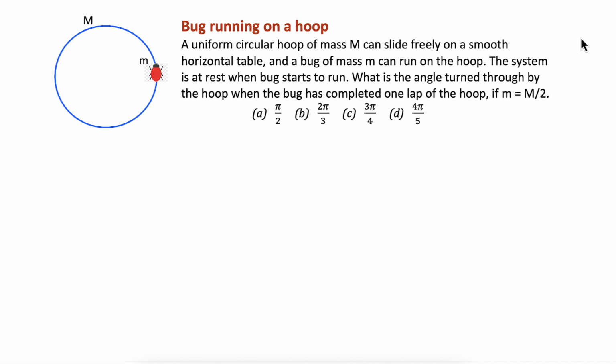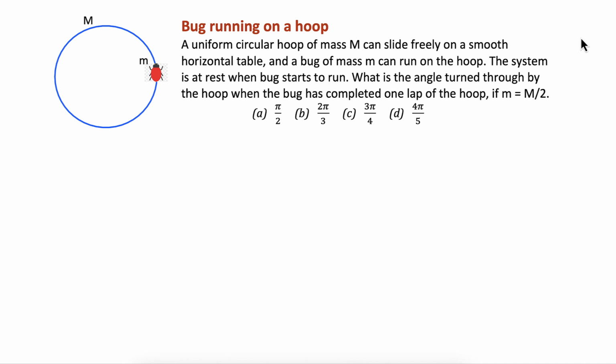There is a uniform circular hoop of mass m which is placed on a horizontal table, and there is no friction between the hoop and the table, so the hoop can move freely on the table. There is a bug of mass m which can run on the hoop, and at time t equal to 0 it starts running, let's say with velocity v, which is constant. Now the question is, what is the angle turned through by the hoop when the bug completes one lap? So when the bug returns to the same point, what do you think the angle turned through by the hoop is?